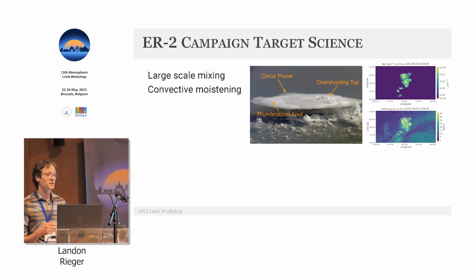Convective moistening, Jeff talked a little bit about this. These overshooting plumes are an important component of the water vapor in the stratosphere, but they haven't been measured that much. So this is a good test of both the science there, but also shows the ability to measure above these large-scale clouds.